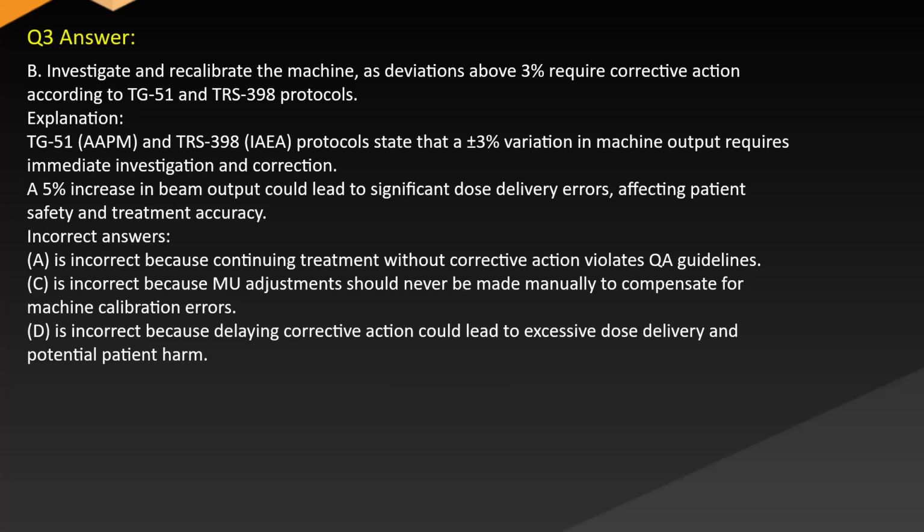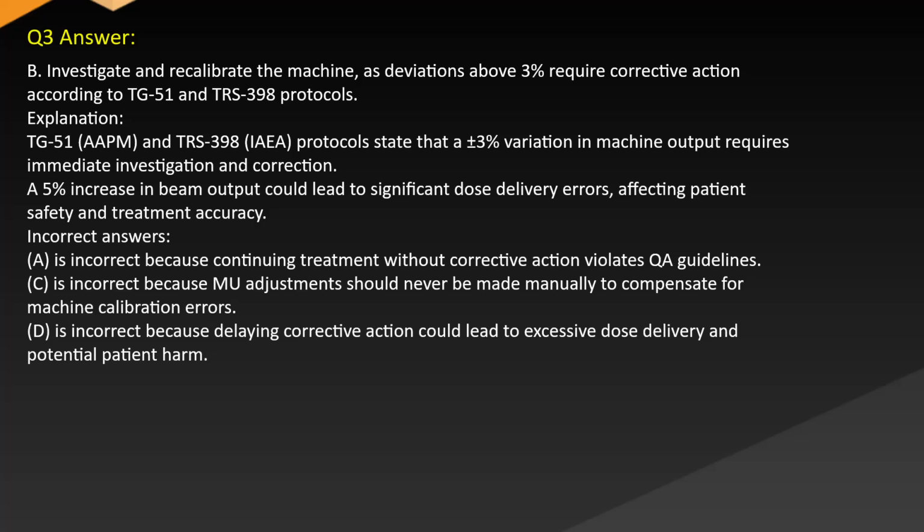Answer. B. Investigate and recalibrate the machine as deviations above 3% require corrective action according to TG51 and TRS 398 protocols. Explanation. TG51 (AAPM) and TRS 398 (IAEA) protocols state that a 3% variation in machine output requires immediate investigation and correction. A 5% increase in beam output could lead to significant delivery errors affecting patient safety and treatment accuracy.